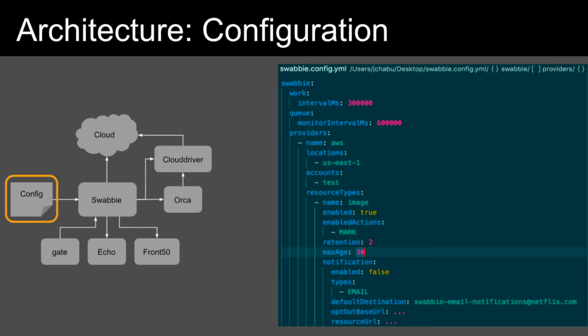And first, let's quickly look at the configuration. Swabbie heavily relies on the configuration. And in the configuration, you can define things like how often Swabbie works, and how often the queue of work is monitored and refilled with work. In this example here, we have it set up for images. You can enable what actions are available for Swabbie and notification settings. This is a shortened version, a snippet of what the configuration really looks like.